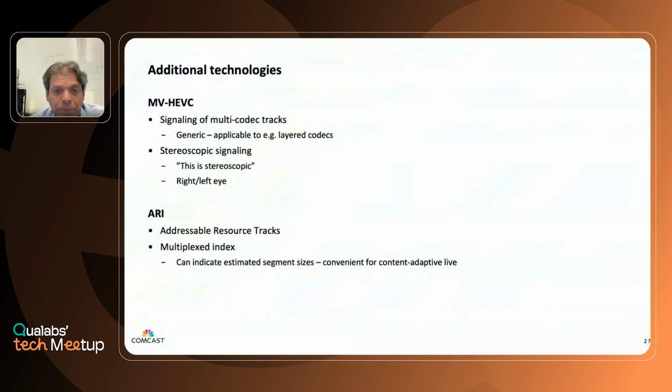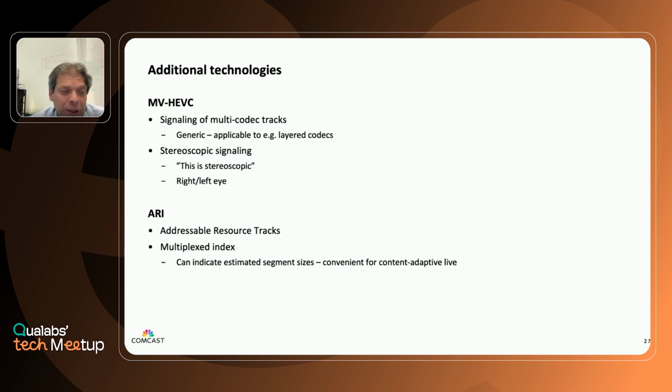What else? So two additional things. One is Multiview HEVC. This became more interesting once Apple Vision Pro happened and HLS started supporting stereoscopic presentations. So we did exactly the same thing with MPEG-DASH. Multiview was always supported, but the problem was that what was supported was multiple tracks. So one track, let's say, for the right eye, one track for the left eye.